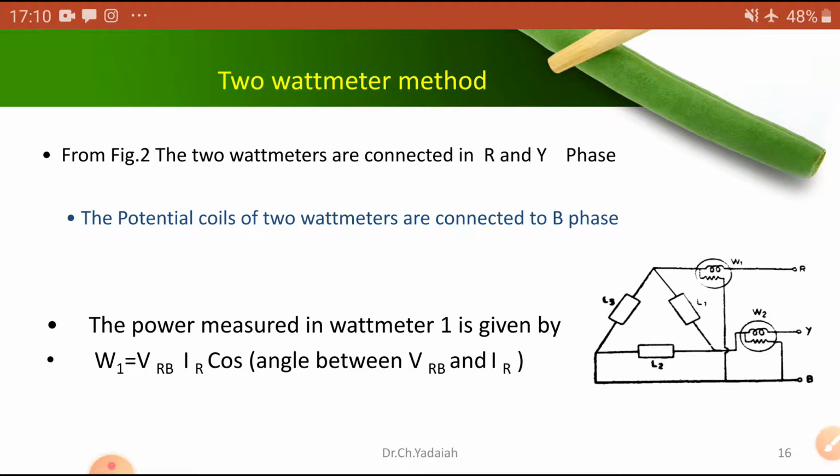As electrical students, we should be familiar with the vector diagram. Let us do this one with a vector diagram.